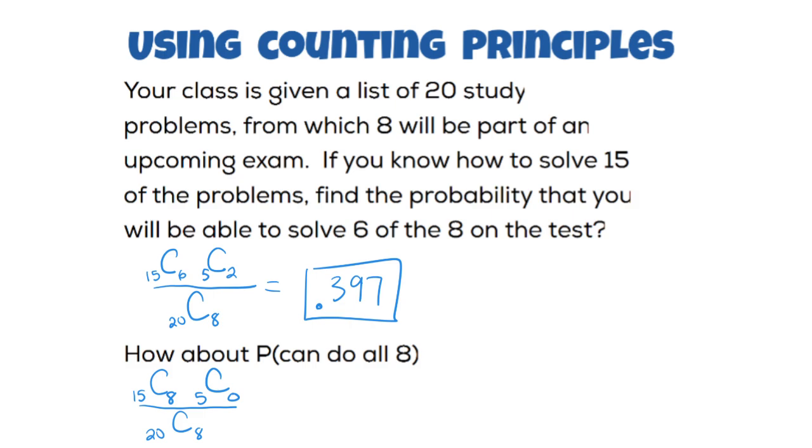Okay, this was my setup. The total number of ways the test can get created is still this. I break it down with the 15 I know how to do and having all 8 of them land on the test. The 5 that I don't know how to do, not having any of those on the test. Now, I remember from the other day that this is just equal to 1. So ultimately, I just typed this divided by this in my calculator. I got 0.051. So not very likely that I'm going to be able to ace the test if I only know how to do 15 of those problems.